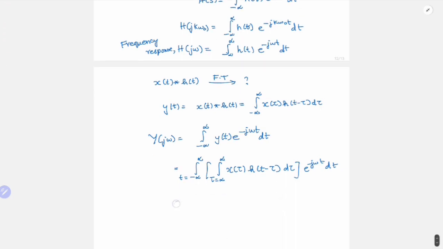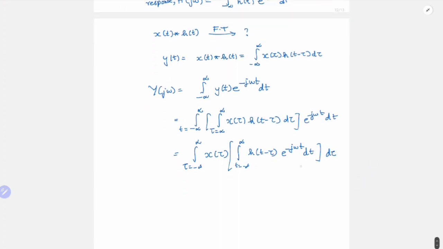So now let us first change the order of integration. Let us integrate t first, then tau. So tau equal to minus infinity to infinity x of tau, right? And we have integral t equal to minus infinity to infinity h of t minus tau e power minus j omega t dt and d tau, correct?